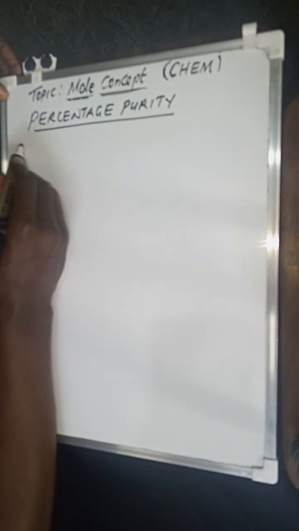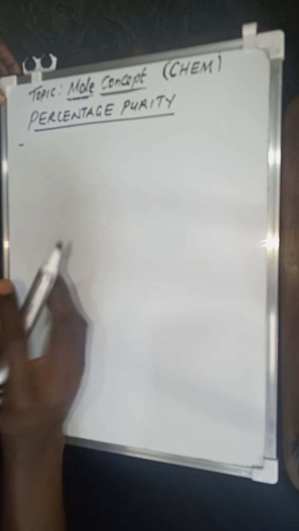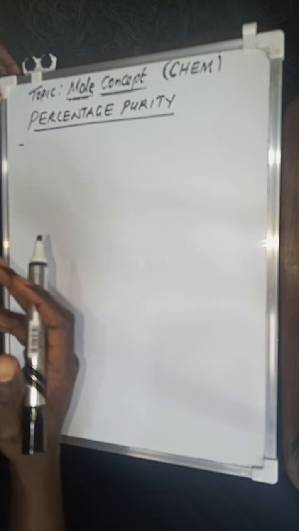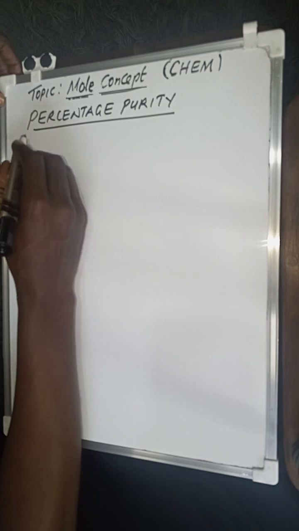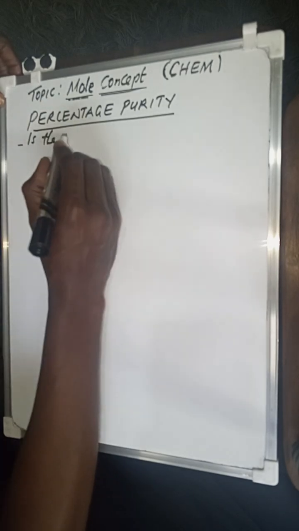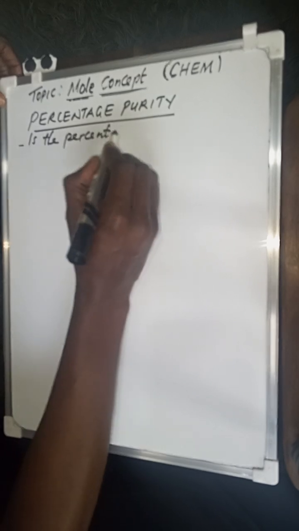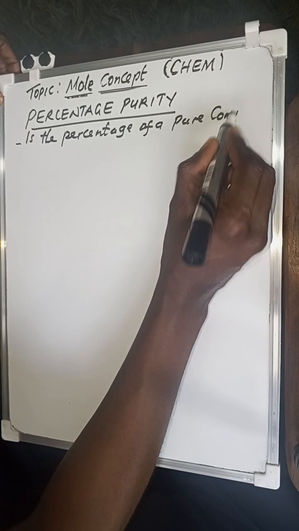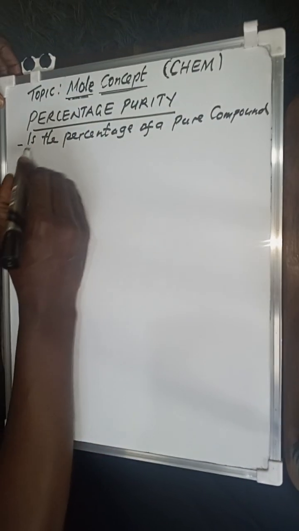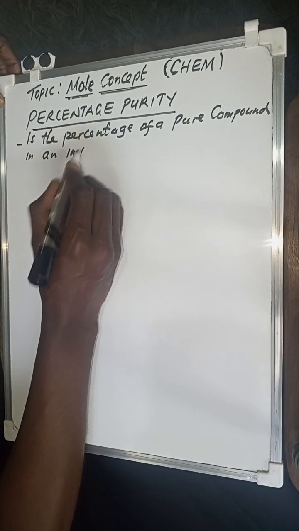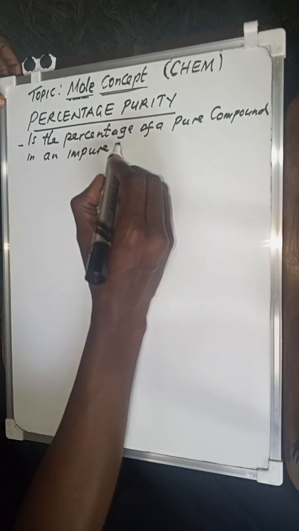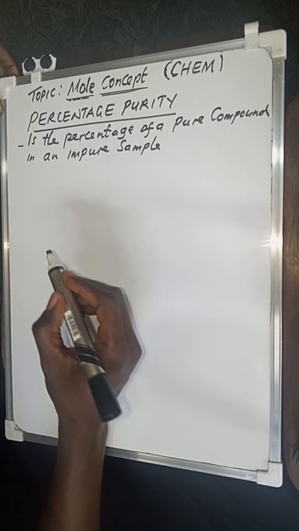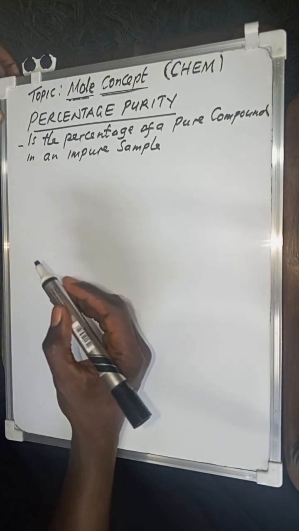Well, percentage purity, I can simply say, is the percentage of a pure sample in an impure sample. It sounds confusing. Let's say it's a ratio. You can say it's the percentage of a pure compound in an impure sample. So what is the percentage of a pure compound in an impure sample or substance that you have?